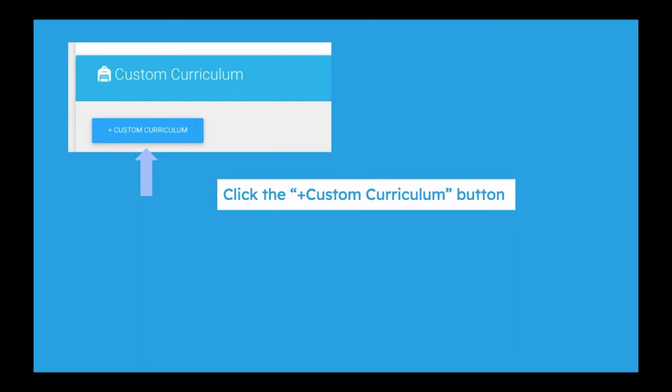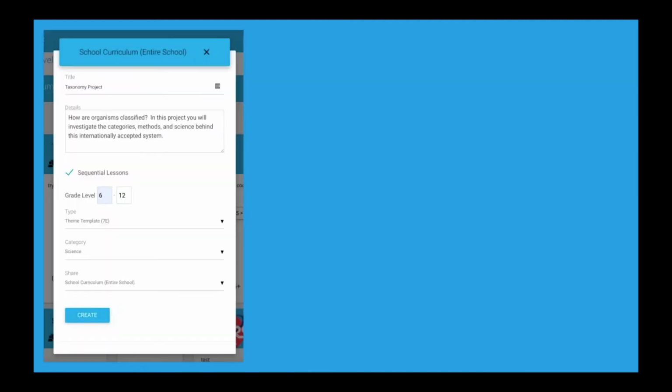From there, we're going to click the plus custom curriculum button. When we click on that, again, we're going to have a pop-up come up that's going to direct us to add the name for our course and a description. We can select a grade level that we want to use, decide how we're going to share this class that we're making, if we're going to do it just with our class or with the whole school. And then you can also select the type of framework for your course.